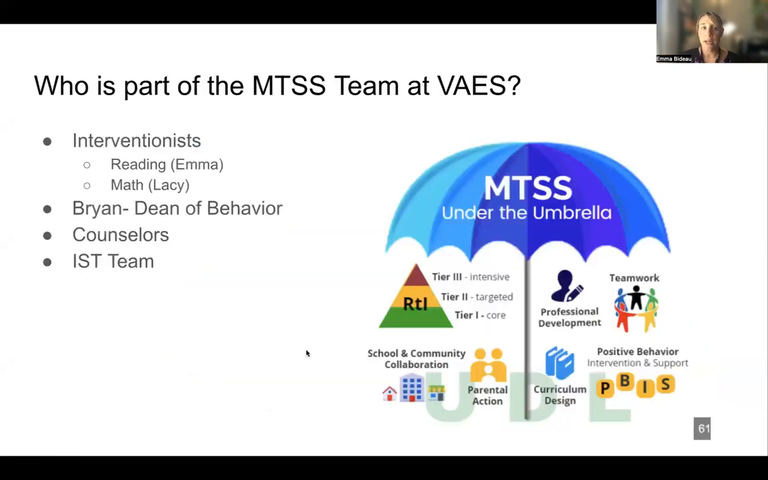Under this umbrella at VACE is the interventionists, so reading for me, math is Lacey, Brian, our Dean of Behavior, our counselors, as well as the IST team.